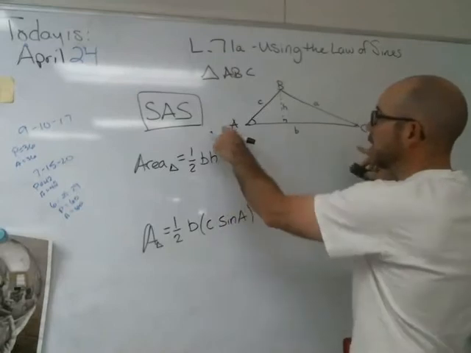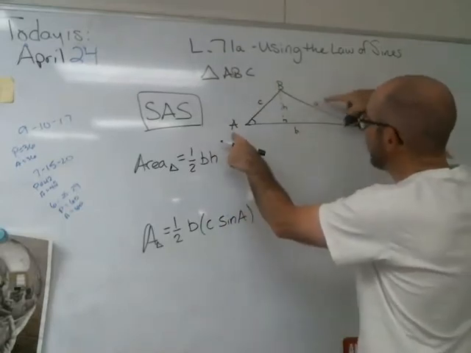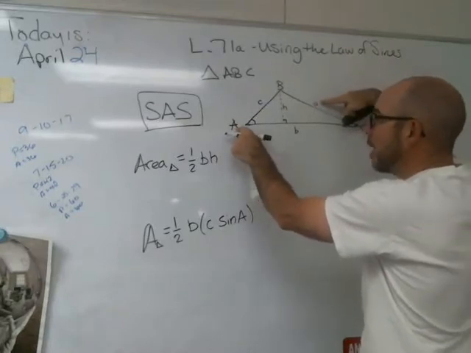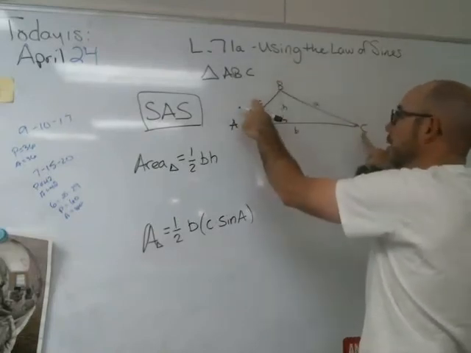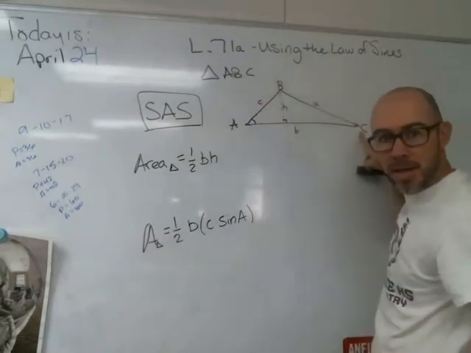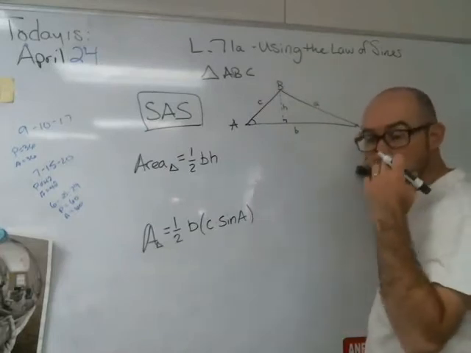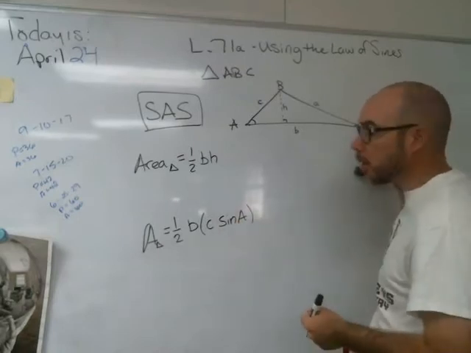It just depends on which vertex you label A, B, C, and then you got to label the sides that correspond to that. Side A is across from angle A, side B is across from angle B, and side C is across from angle C. That all has to be set up the correct way. And now we don't need that height. We're going to use sine values in order to do the work.